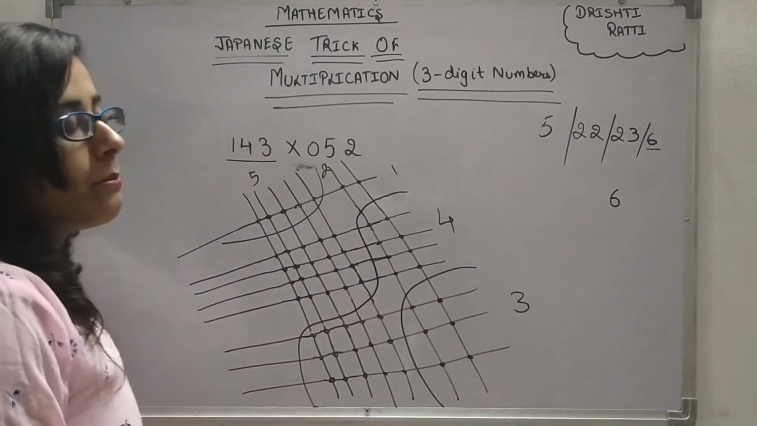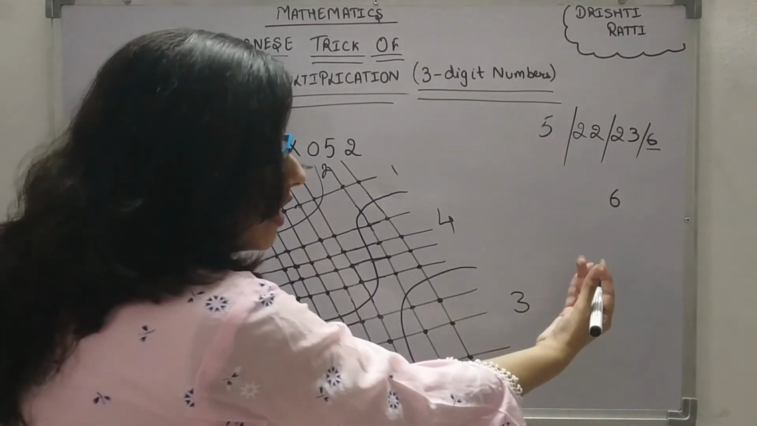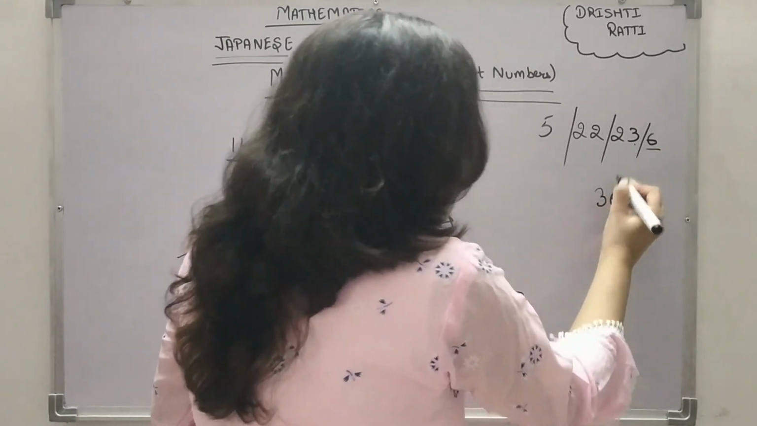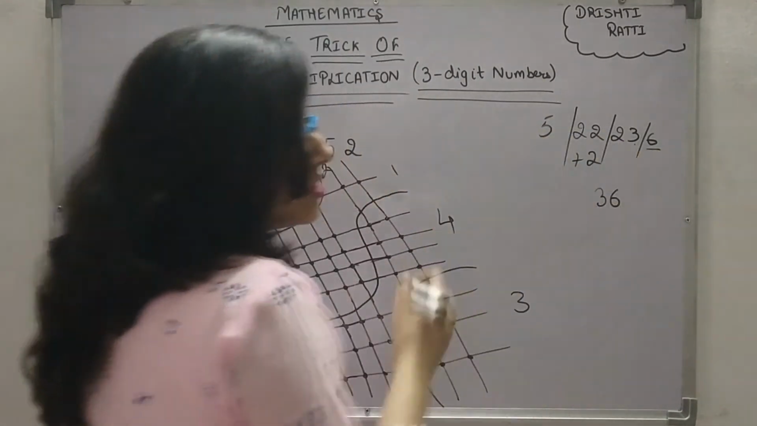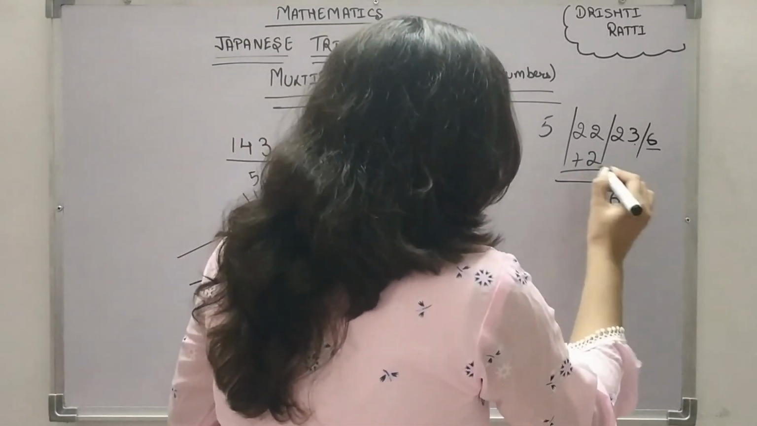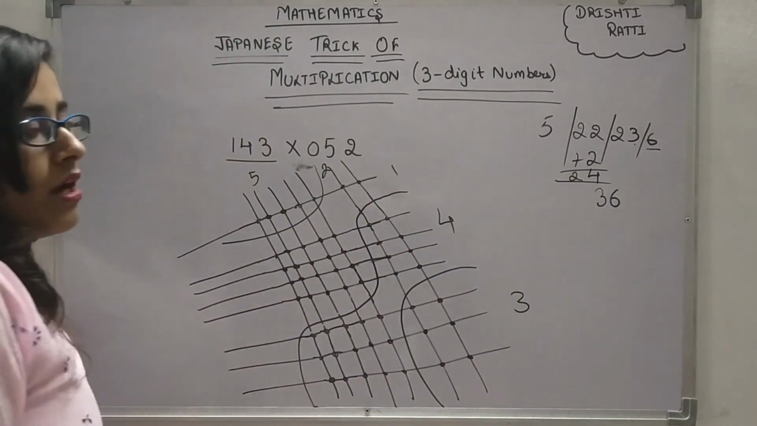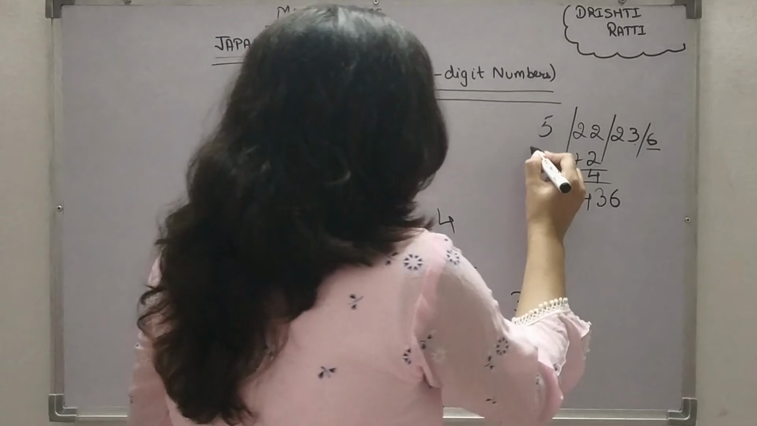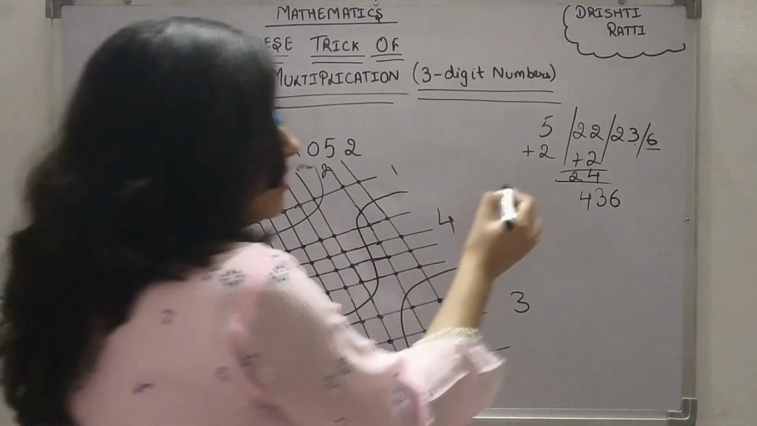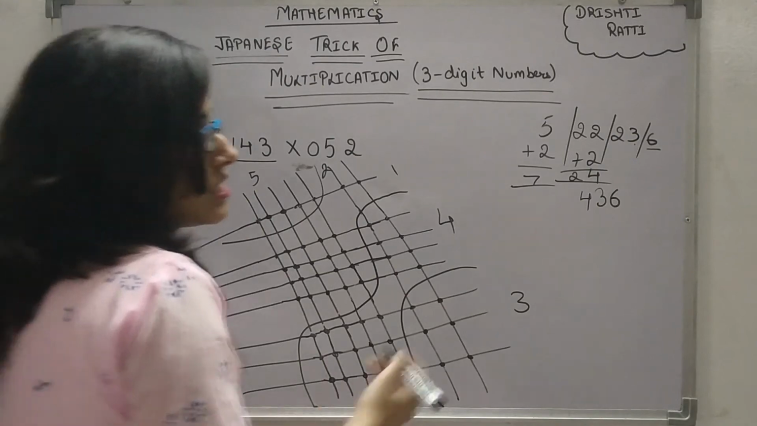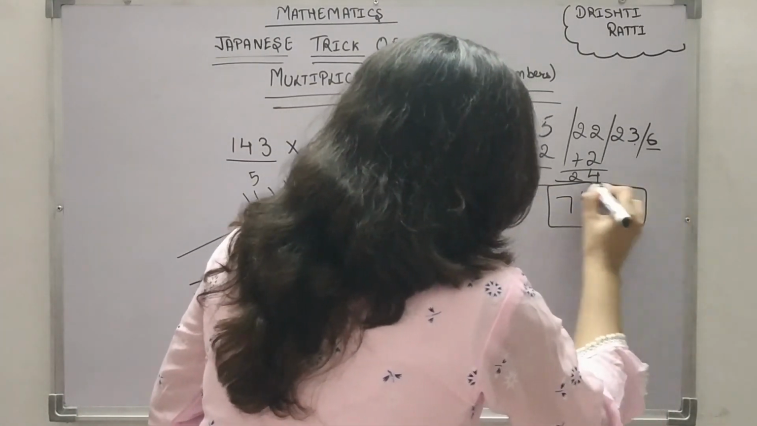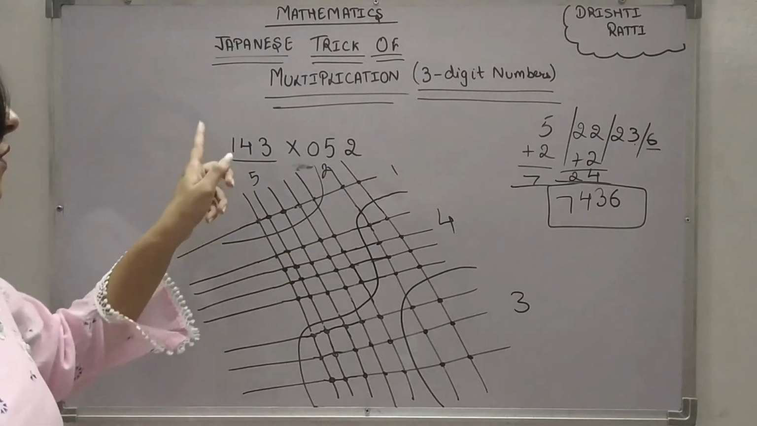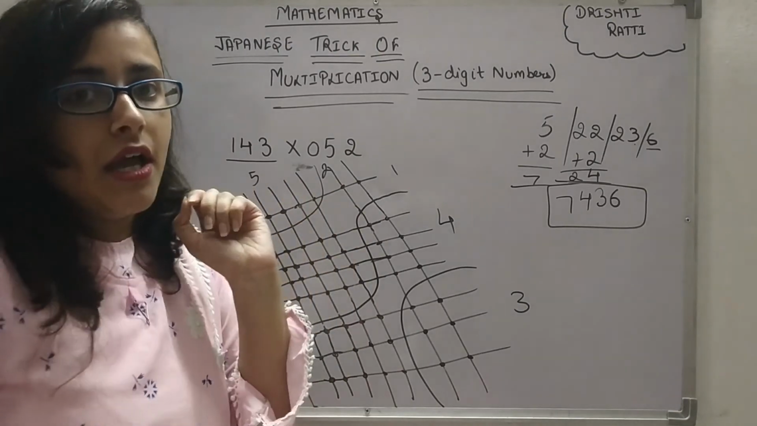Then it's a 2-digit number. I will write the ones digit over here and the other one will be carried. So you can see 3 will come here and the number 2 will be carried towards this. Add it, you will get 24. That means you will write the number 4 over here and again 2 will be carried. So 5 plus 2 is 7. So 7436 is the multiplication of 143 and 52.